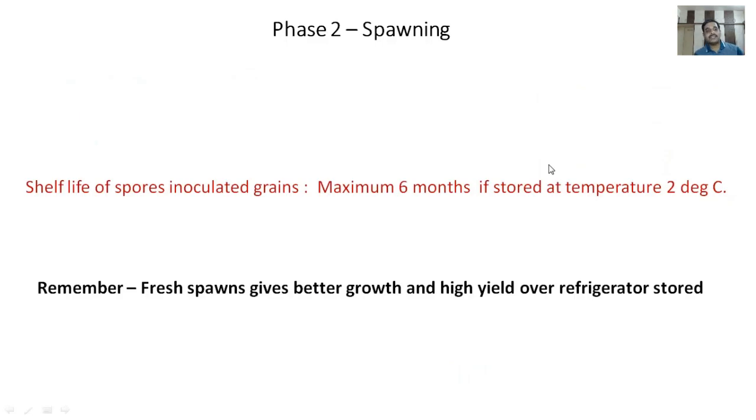Now, as I was saying, if you are buying the spawn from third party laboratories, then you need to use the refrigerated spawn. You will not get fresh spawn from the market. The advantage with fresh spawn is that you will get better growth and high yield over refrigerated, stored, inoculated grains. So if you want to have an edge, or if you are doing cultivation on a very large scale, or if you can afford the laboratory, then I would suggest you use fresh spawn and achieve better results in your farm.